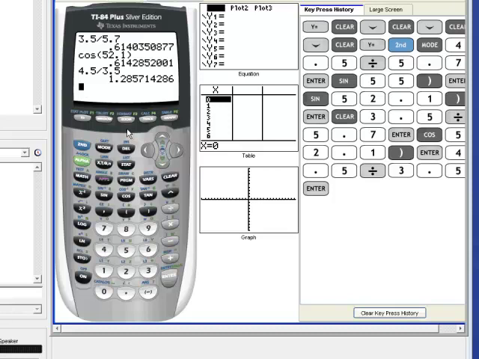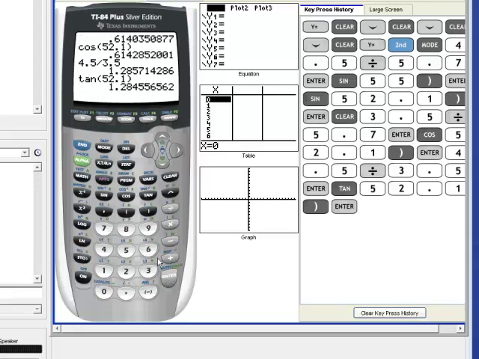You might have noticed something: both the cosine and the sine were smaller than 1, and that will always be the case. They could be as large as 1, but smaller or equal to 1. Well, the tangent, in fact, can be larger than 1. And again, tangent of 52.1 degrees, enter, 1.28.